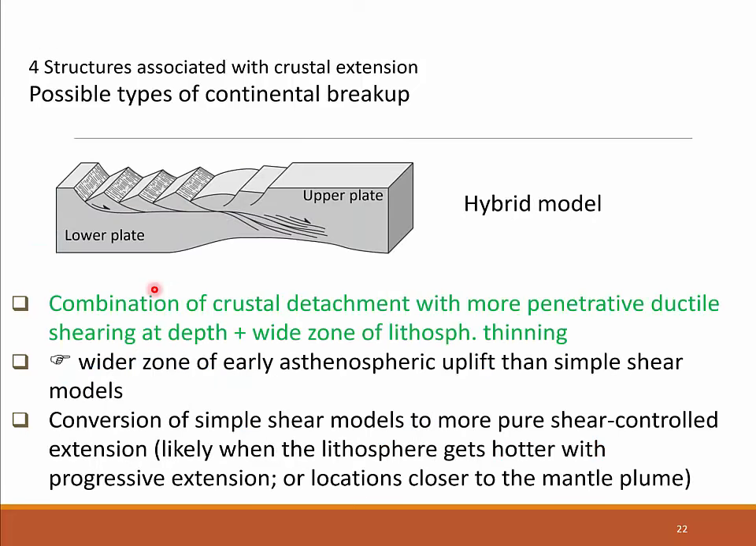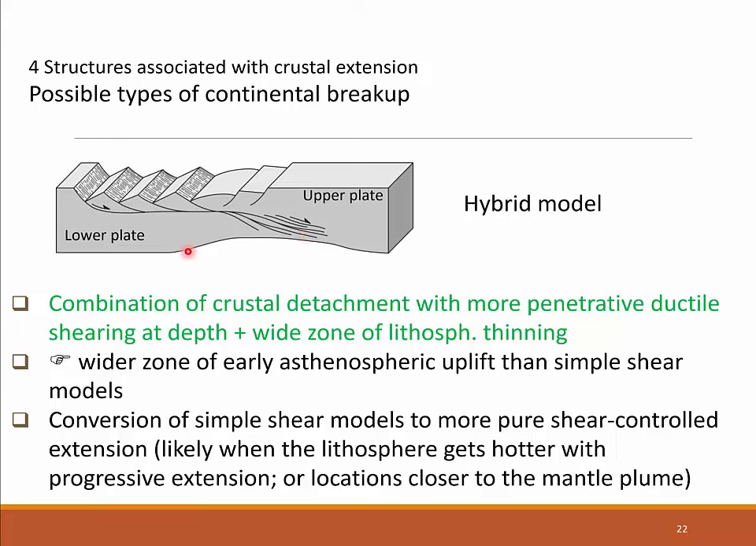The hybrid model, as the name suggests, is a combination of the pure shear and the simple shear model. It has characteristics of both. First here, the unilateral synthetic fault block rotation along synthetic faults, perhaps also a few antithetic faults in the upper plate rift shoulder. And we find a detachment as characteristic for the simple shear models that grades into a wider zone of ductile shearing underneath the upper plate.